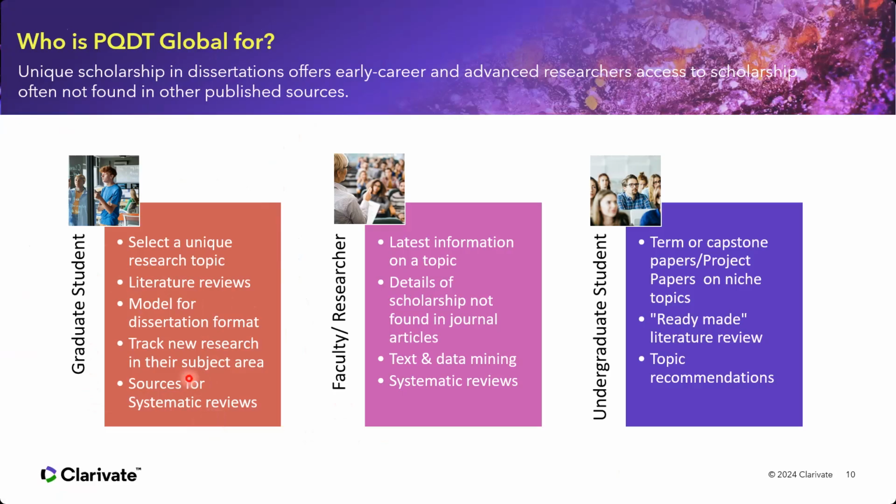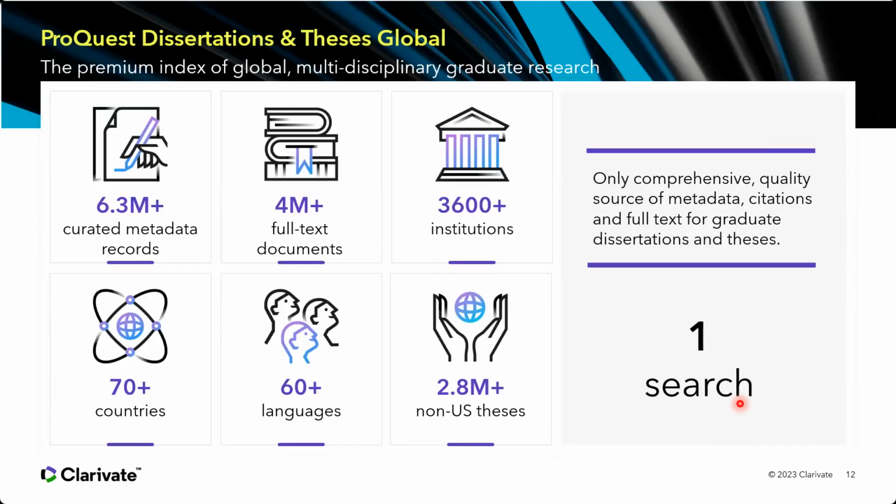So this can be a source of gray literature for systematic reviews. Same goes for faculties and researchers, and also for undergraduate students. This can be used for your final year project papers. This is a ready-made literature review that you can have access to, and some topic recommendation. You can have an idea how your topic was presented in the form of dissertations and theses. Okay. Now we explore further.